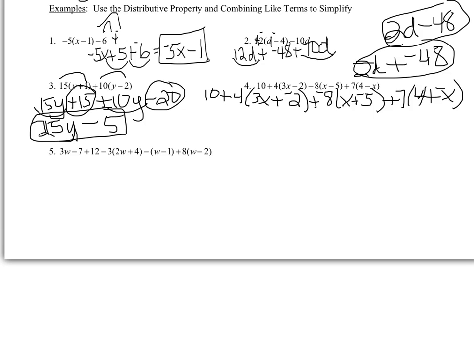So now we changed all those. I know everything inside there is going to become addition. And then I know addition's commutative, and it can help me out in combining like terms later on.